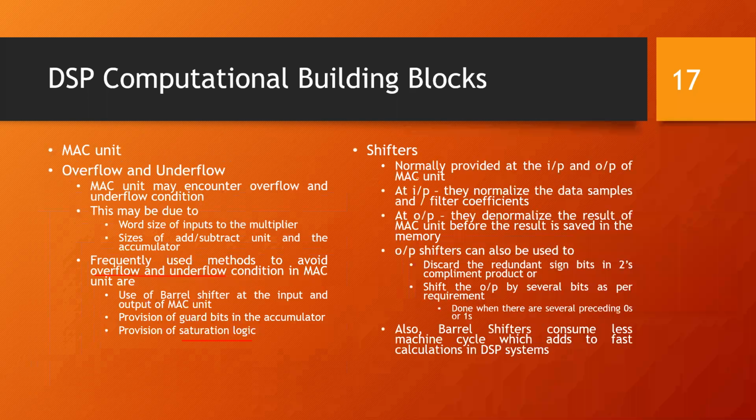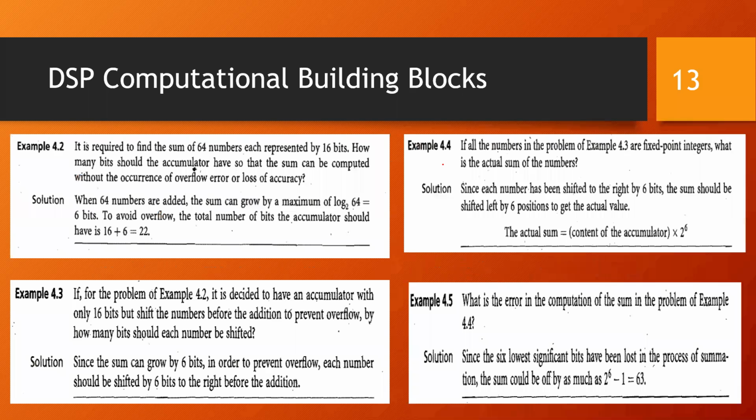So next, use of shifters. How to avoid the overflow and underflow conditions? Shifters. We had seen in the barrel shifter how a shifting operation can be done in just one machine cycle. Why shifters are required: as I specified, if I'm adding n numbers of bits, we can see these problems. This we had discussed, all these problems.